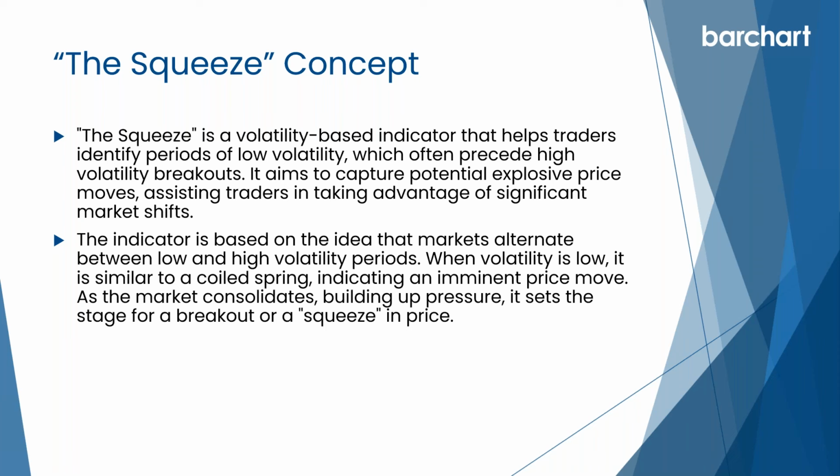The indicator is based on the idea that markets alternate between low volatility and high volatility periods. When the volatility is low, it's similar to a coiled spring, right? Energy is being stored up, and the implication is that there might be an imminent price movement. As the market consolidates, it builds up pressure and sets the stage for a breakout. That building up of pressure is what we call the squeeze.